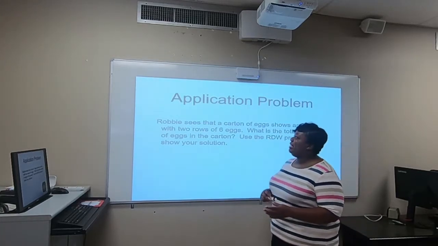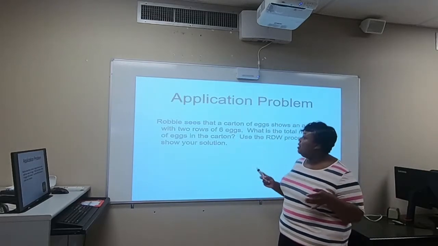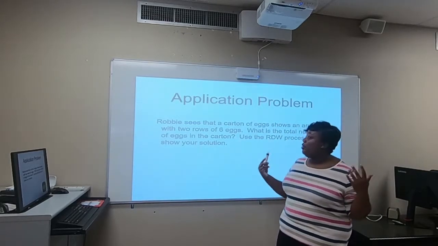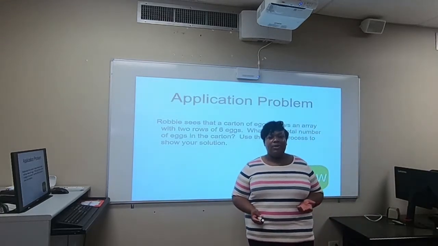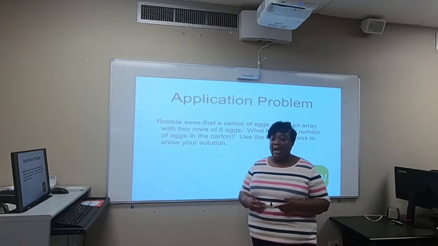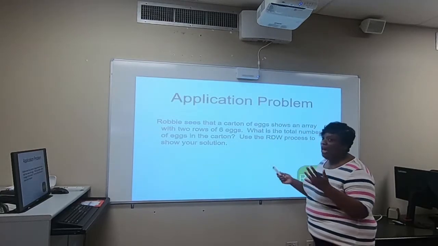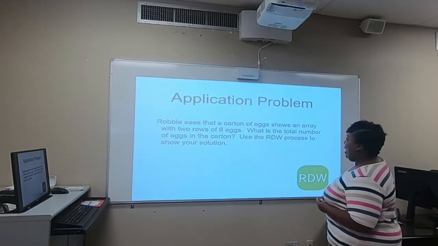All right, you guys, so let's visualize real quick. So he sees a carton of eggs, and you've seen a carton of eggs before, and he said it's in an array. What did I tell you an array was yesterday? An array is a set of rows and columns, okay? So let's see what he saw when he looked at his array. He saw 2 rows with 6 eggs.